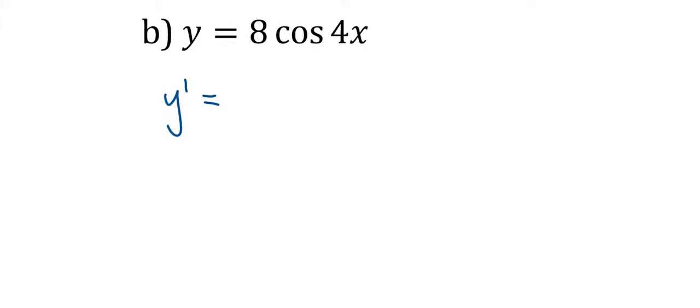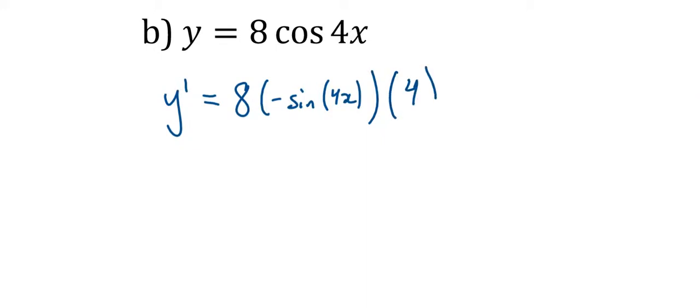I'm just going to leave the coefficient alone. Derivative of cosine is negative sine. Times the derivative of what's inside the angle. Derivative of 4x is 4. And of course, we can simplify this a little bit, so I'll pull out the negative. 8 times 4 is 32. Sine 4x.